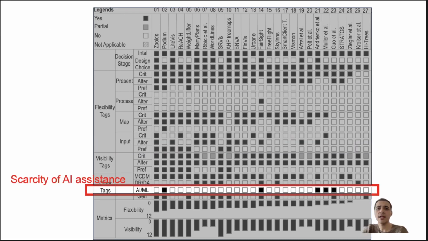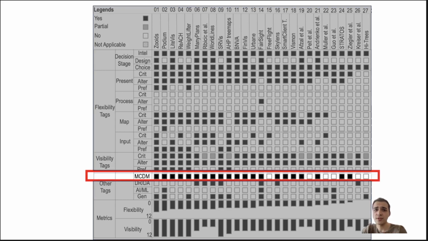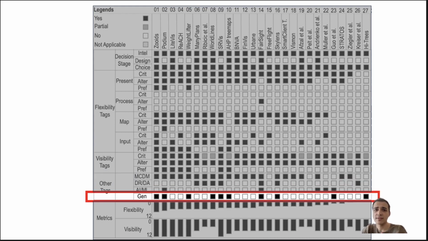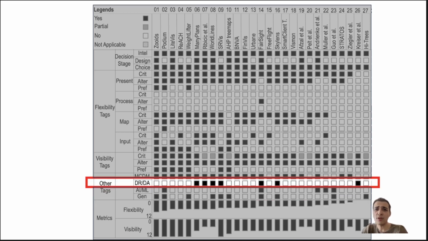Regarding the results related to our tags, the current status of decision-focused visualization tools pointed out elevated developments in AI technologies have not yet been well integrated into visualization tools. While majority of the tools support multi-criteria decision-making, most of the tools aimed support for a domain-specific problem. Here, you see domain-specific tools in white. And finally, only a few tools used dimensionality reduction or data aggregation technique.